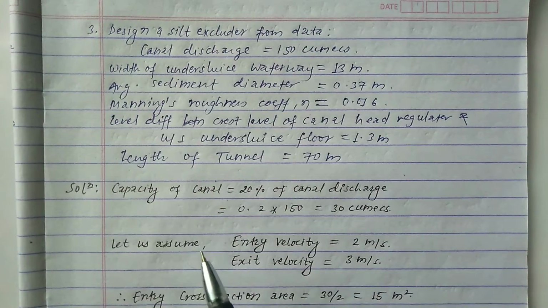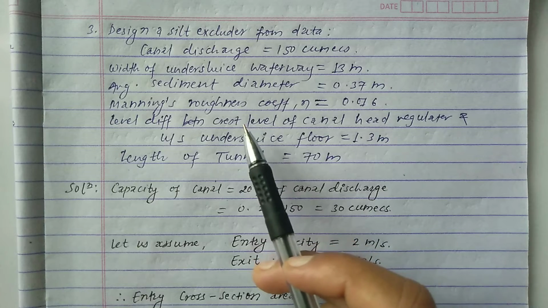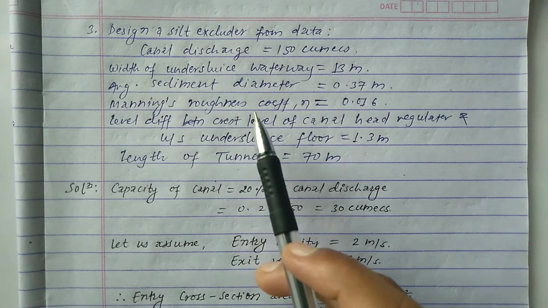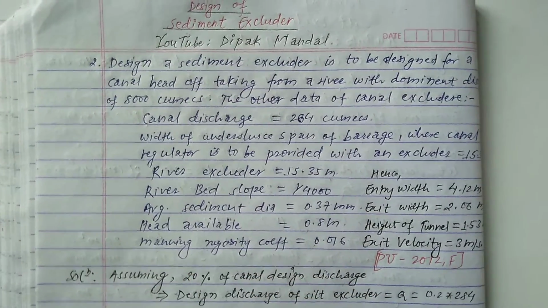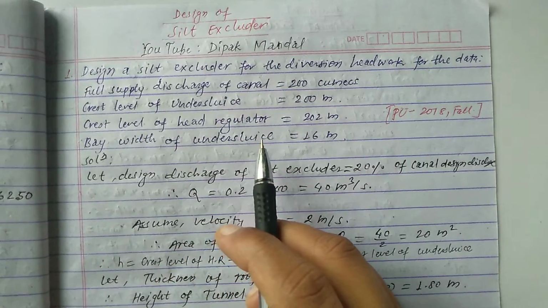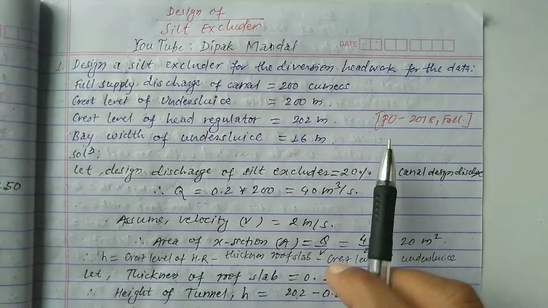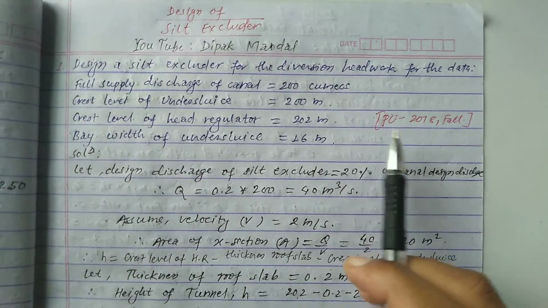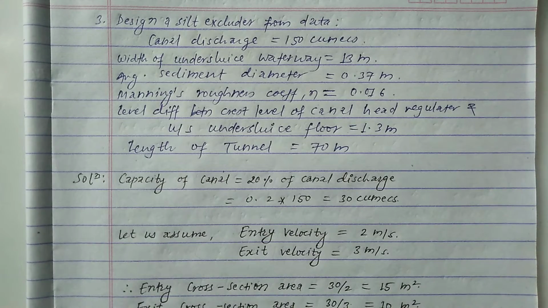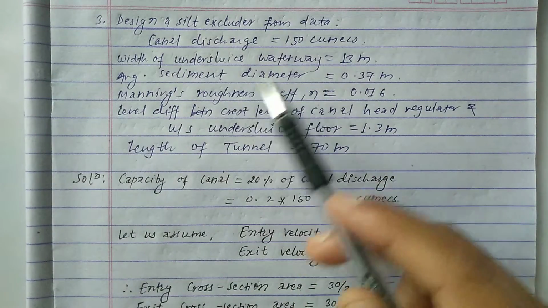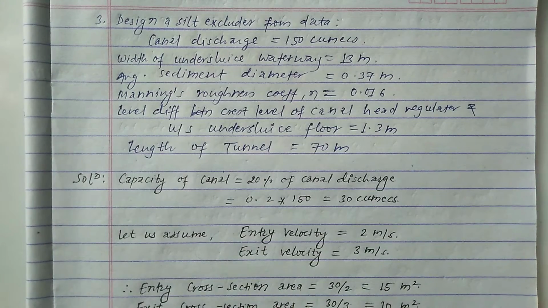Here in this video we are going to design a silt excluder. This is our third numerical related to the designing of a silt excluder, and before this video we have already done two different designs of silt excluder. I can show you here, we have done this numerical in the previous video, and we have also done this numerical in the previous video. This question was taken from the Pokhara University 2018 fall question. So we have done these two numericals, and today we are going to solve this third numerical related to the designing of silt excluder. You can see the question given over here, and we have to design the silt excluder from the given data. So let's see the solution.